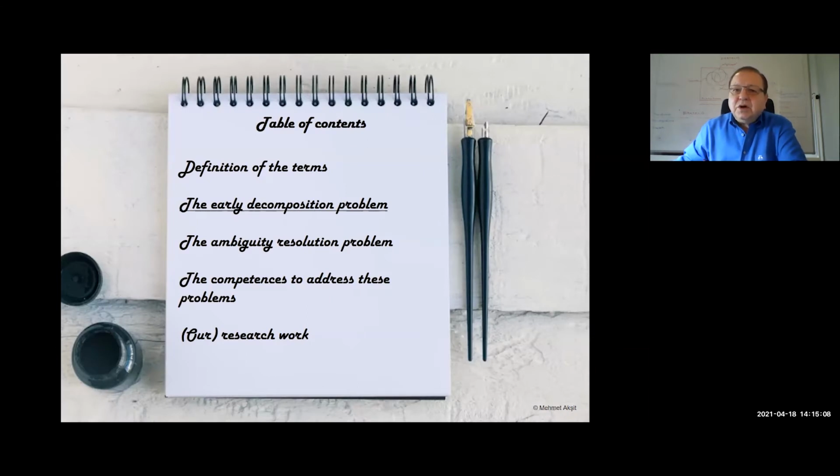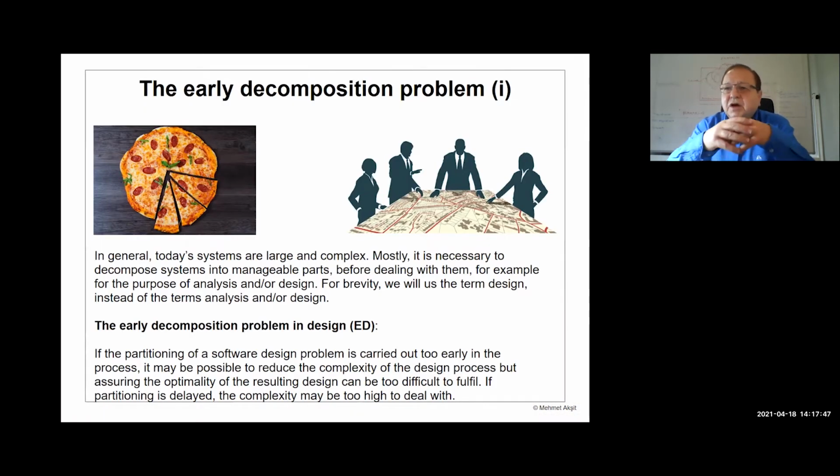Well, let's see now what the early decomposition problem is. We know that today's systems are large and complex. We therefore have to divide a complex problem into sub-problems and try to solve each sub-problem. And then in the end, of course, we hope to solve the overall problem. When we design a software system, we also have to divide it into subsystems, sub-problems, for example, for the purpose of analysis, design, realization, and maintenance.